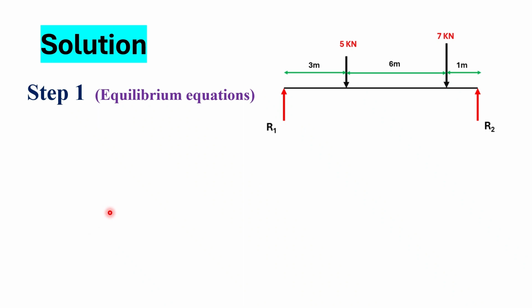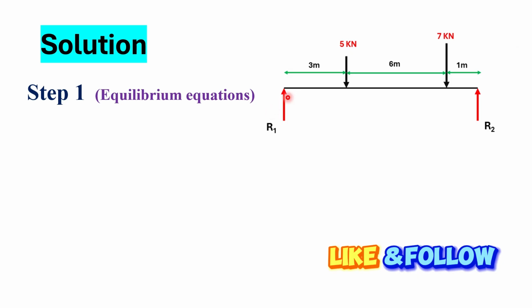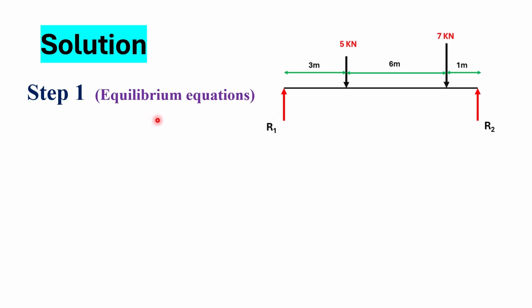We have 3 equilibrium equations: summation of Fx equal to 0, summation of Fy equal to 0, summation of moment at any point equal to 0. We have no force along the x-axis, so we will not take the summation of Fx equal to 0. We have forces along the y-axis, so we will be using the summation of Fy equal to 0. I am taking the upward forces as positive and downward forces as negative.